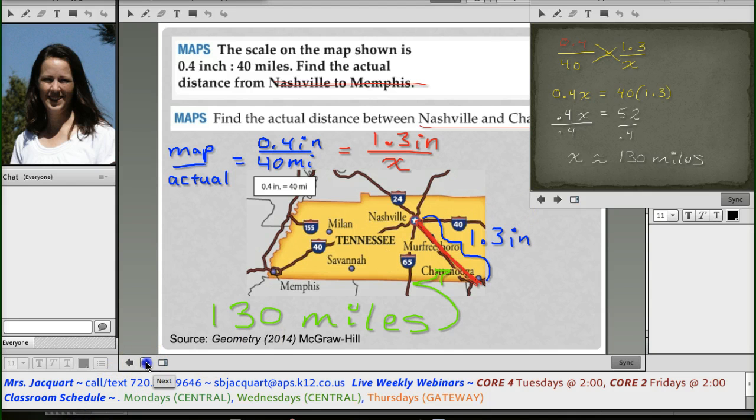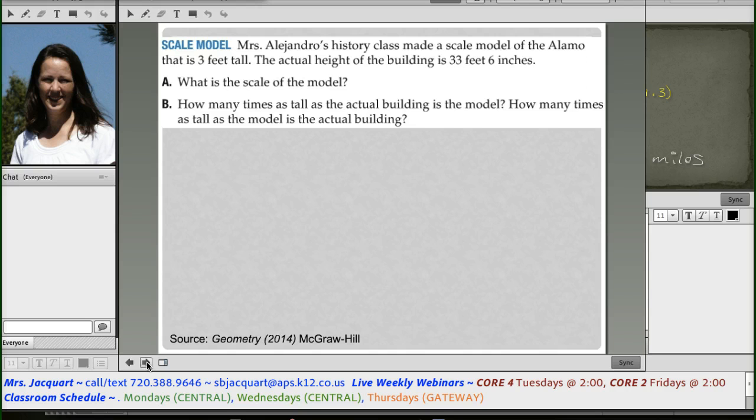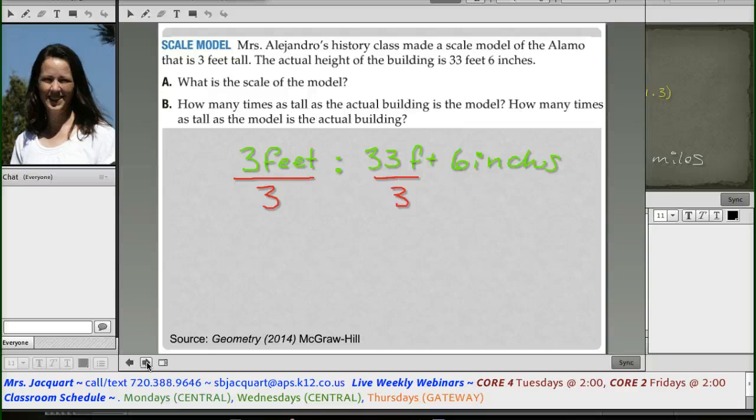Alrighty, so let's go look at the next problem. Mrs. Alejandro's history class made a scale model of the Alamo that is 3 feet tall. The actual height of the Alamo building is 33 feet, 6 inches. What's the scale model? To do the scale model, we're just going to divide by 3 because that's easier. So it's 1 foot to 11 feet, 2 inches. That's the scale model.